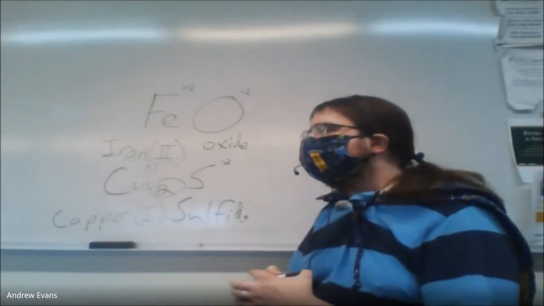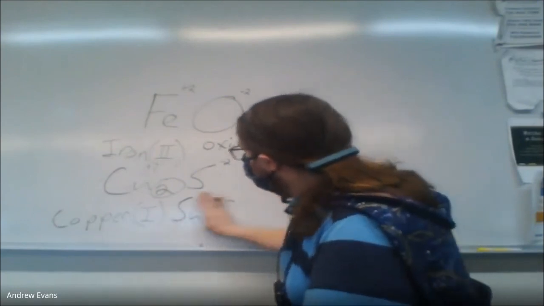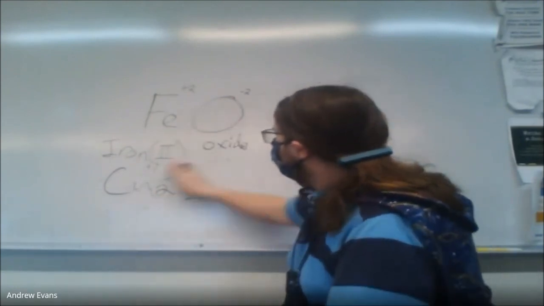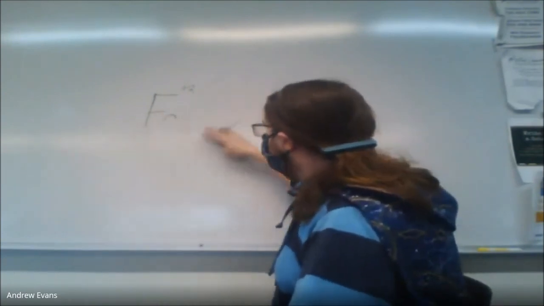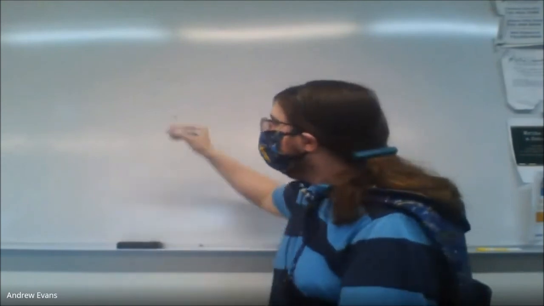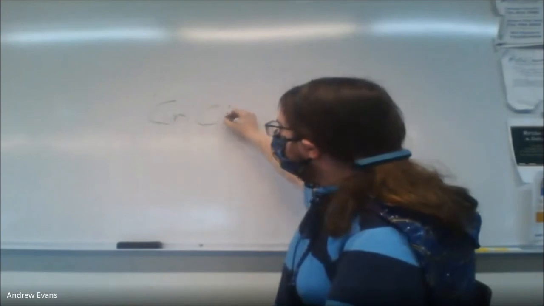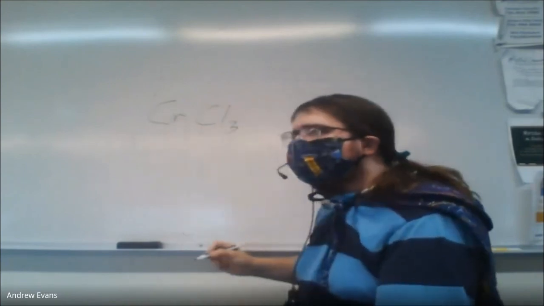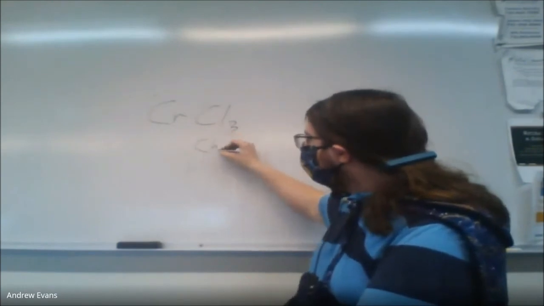Just one more example. One that doesn't have oxide or sulfide. So let's say CrCl3. Clearly, this is a chloride.